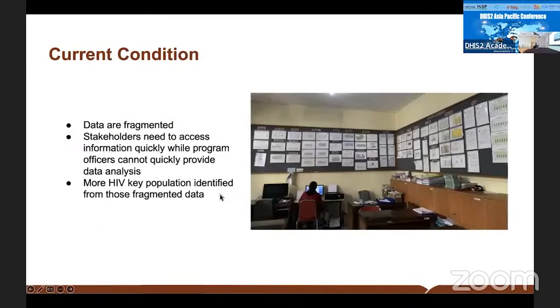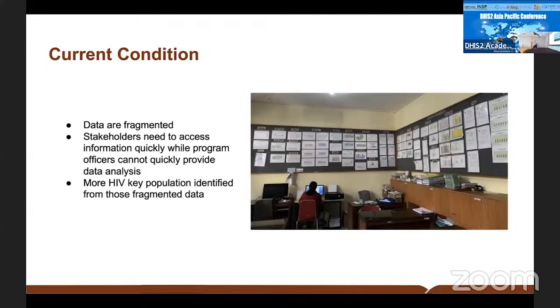If you can see the graphics right here, in the office they use Excel spreadsheets to generate the graphics. So it takes a lot of time to provide the stakeholders the graph. Maybe the colleagues here already experienced the same thing, that program officers in the healthcare facilities are not able to provide easy-to-access visualization. And also the data are fragmented between the systems. Some of them are paper-based, some of them are already in a system, but they cannot get the information holistically to the stakeholders.